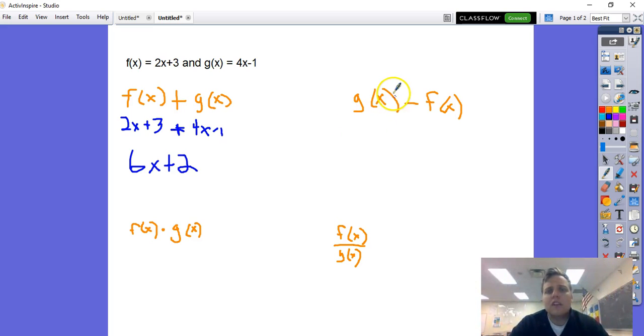All right, let's do g of x minus f of x. Now, notice this guy has a minus sign. It's going to go to everything in f. That is the biggest error I see on these kind of problems from students. They forget that this minus sign needs to go to everything in f.